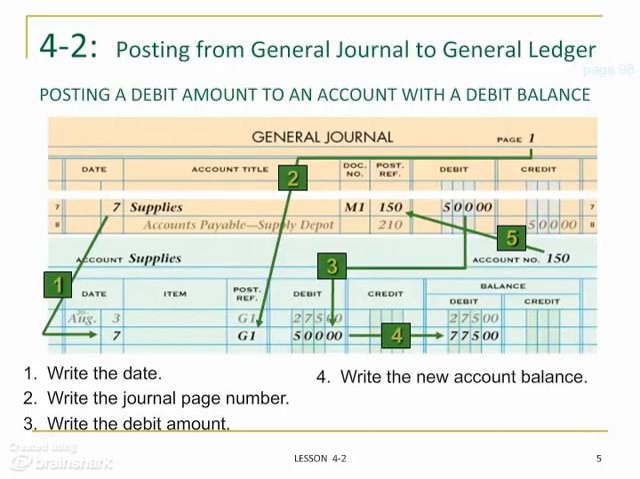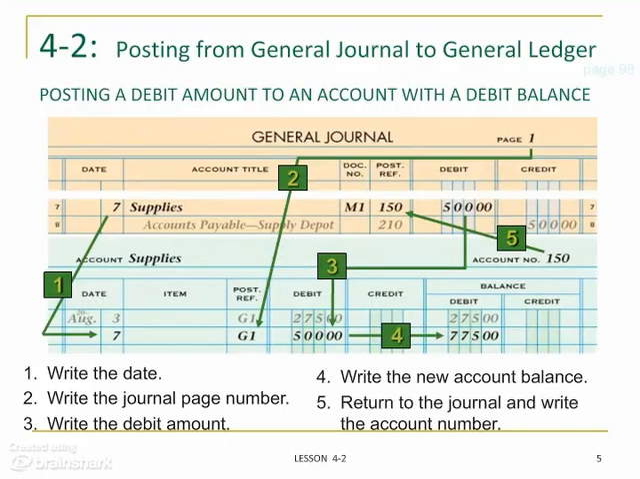So if we look in the debit column of the balance section of the general ledger page for supplies, we see that previously there was $275. Well, now we just purchased $500 more of supplies, and we're posting that information. We post $500 debit, and the normal balance for supplies is debit. So if we've got a $500 additional debit, that means we're going to add $275 and $500 together to get the balance of $775 for our supplies account.